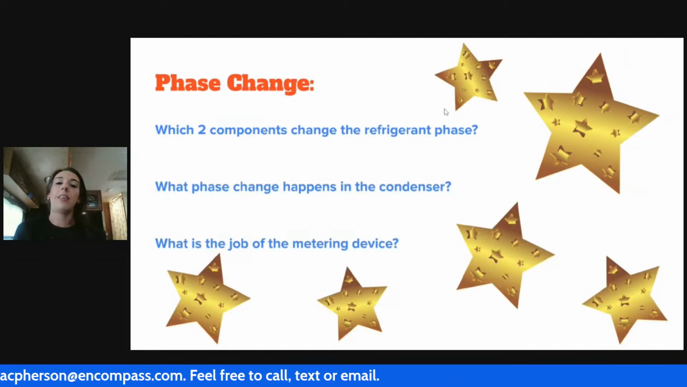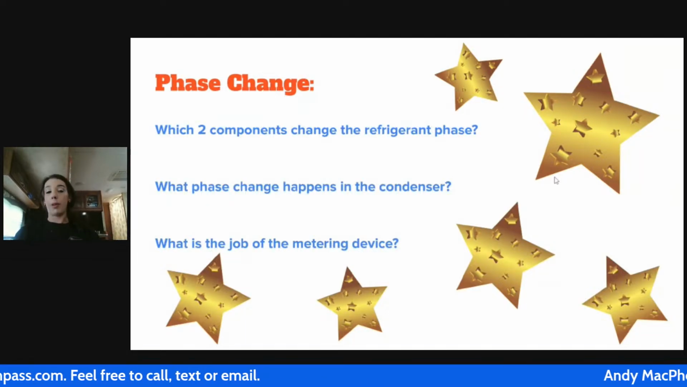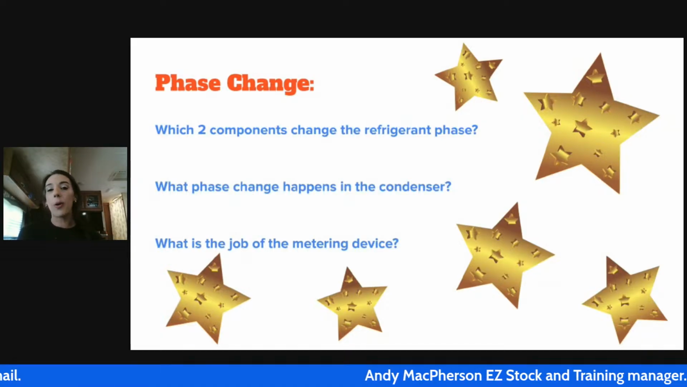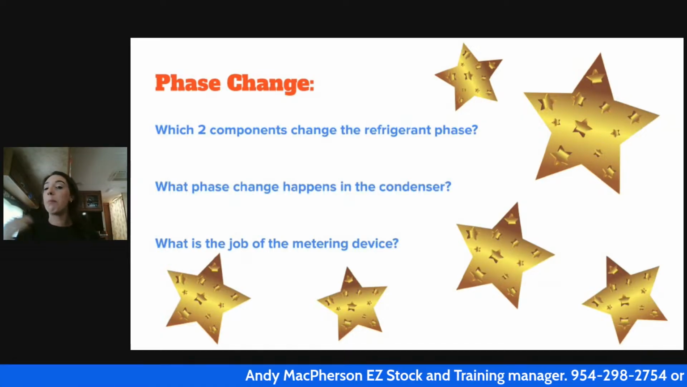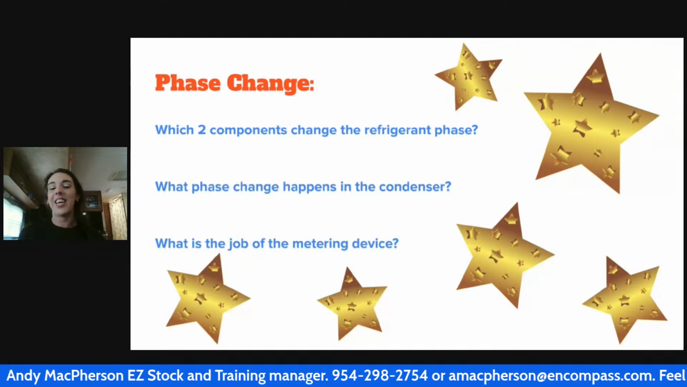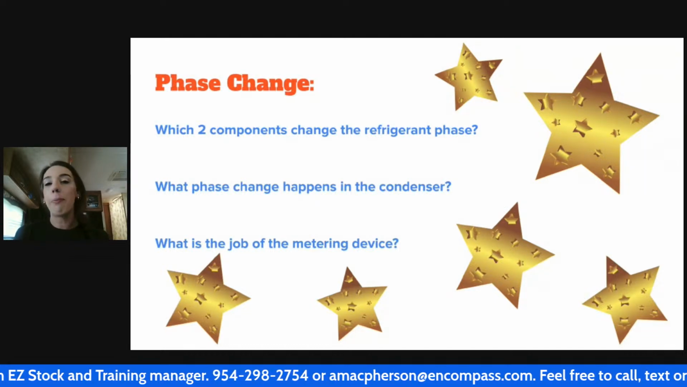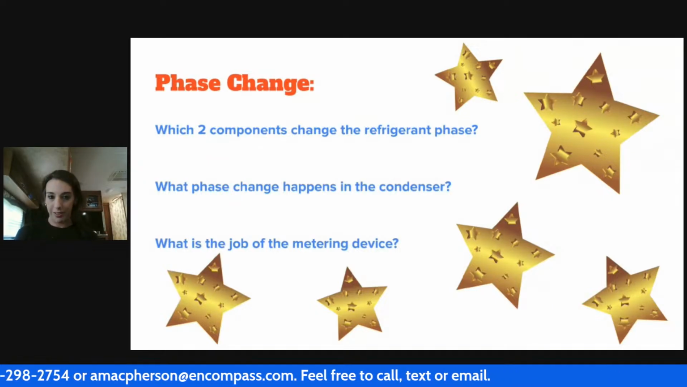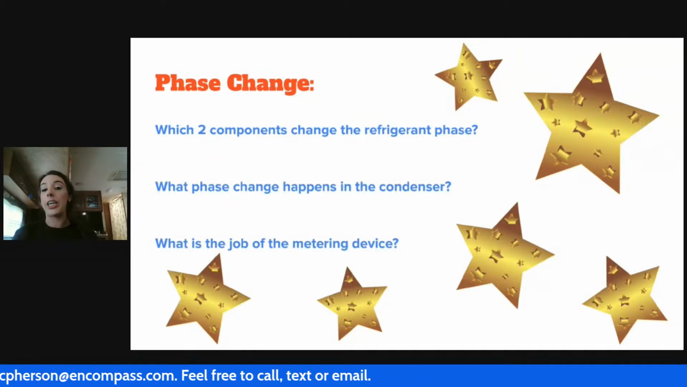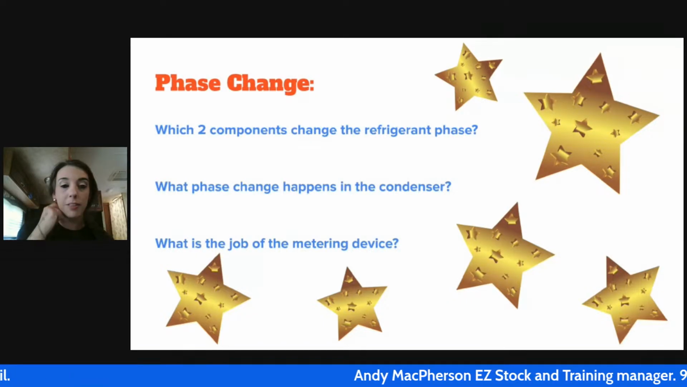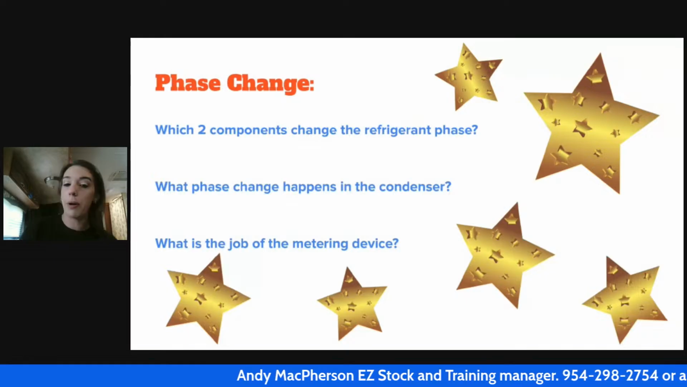All right, let's take a little break from that for a second. Phase change. Which two components change the refrigerant phase? The answer to that is going to be the metering device and the compressor. Now, everybody here just wanted to scream the evaporator and the condenser. Why? Because that's the point in the system where the phase change takes place. But that's not what's changing the phase. What's changing the phase is adding and releasing pressure. And we only do that in two components. Those components are the metering device and the compressor.